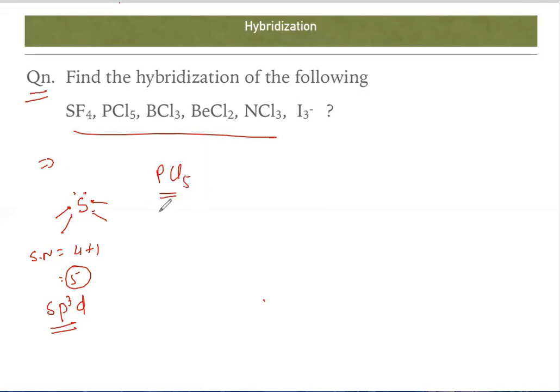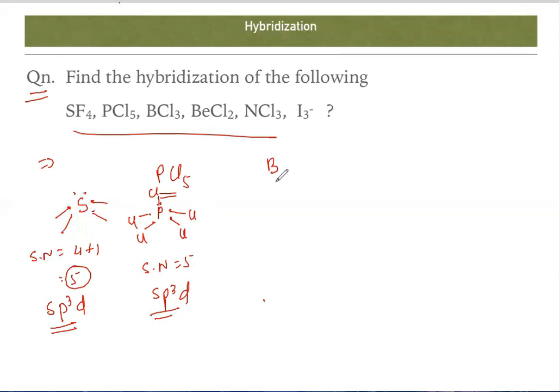Next one, PCl5, phosphorus pentachloride. Phosphorus atomic number is 15. How many electrons around the phosphorus? 5. So all electrons will be occupied by chlorine. So that means there are no lone pairs. So the steric number will be 5. Hybridization sp3d.